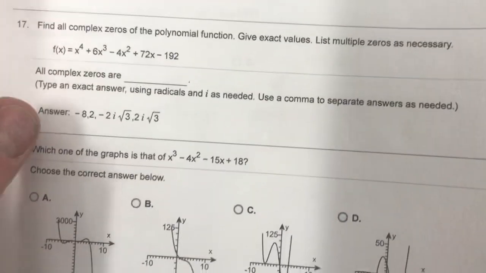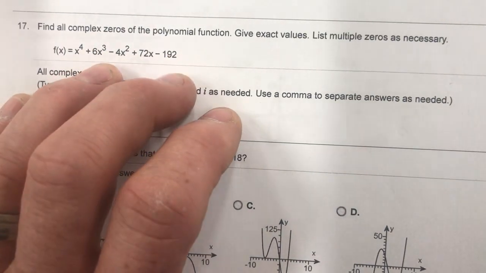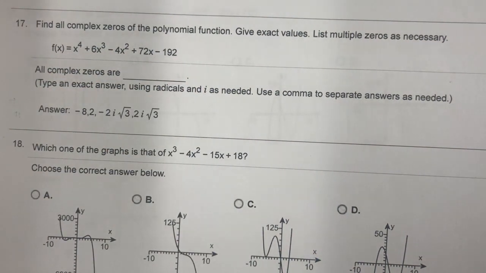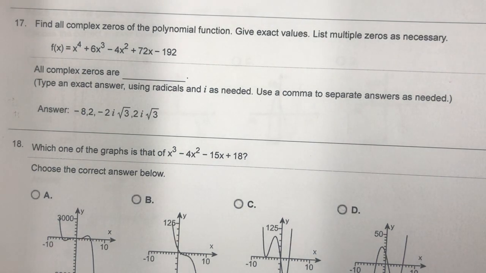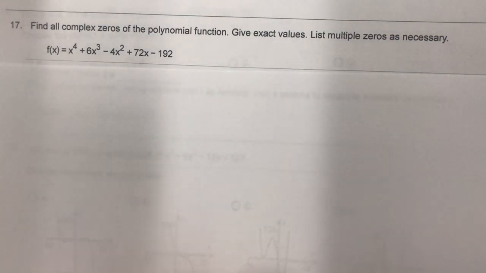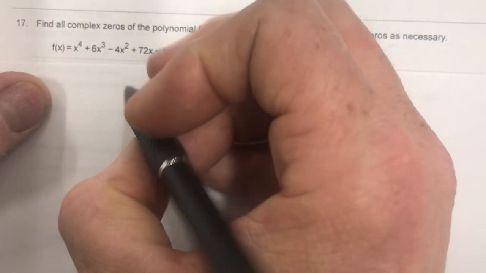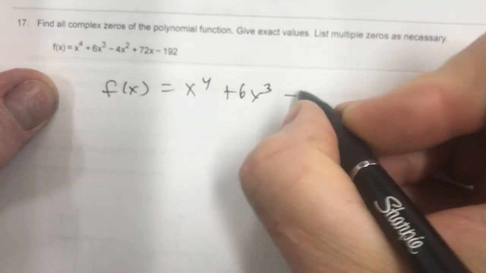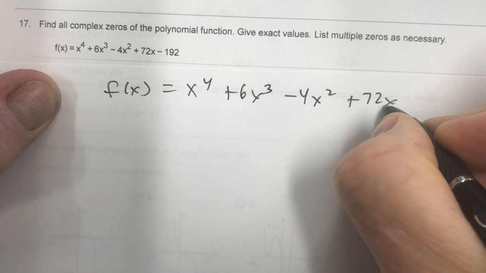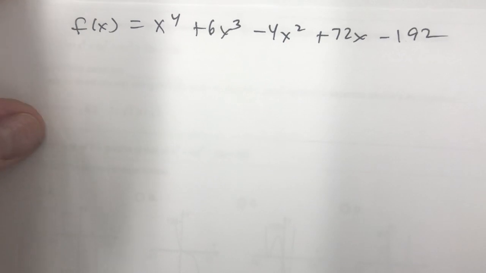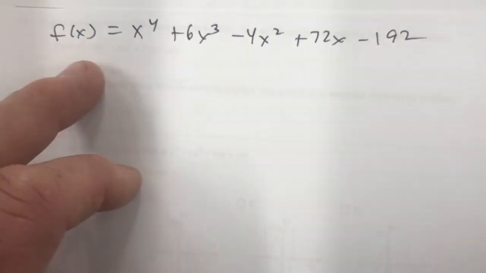Maybe we can redeem ourselves with this one. Find all the complex zeros of this polynomial function. Okay. Get a sheet of paper here. The complex zeros of this. Now, let me write it out here. So there it is. We want to find the zeros of that. Now, it's going to be a factor of 192 divided by a factor of 1.